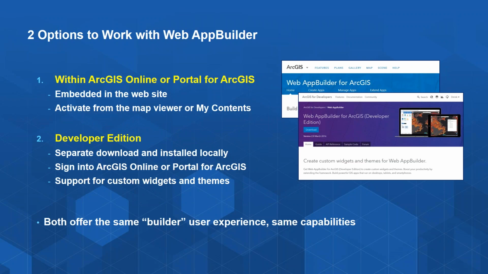But we offer this third option because what if you get some custom code or a custom widget from a third party? You may want to, like a business partner, or I know the EPA creates a whole bunch of widgets and you want to use that custom functionality. Well, you can actually take that and add it to Developer Edition and start using that custom functionality within the same builder experience.